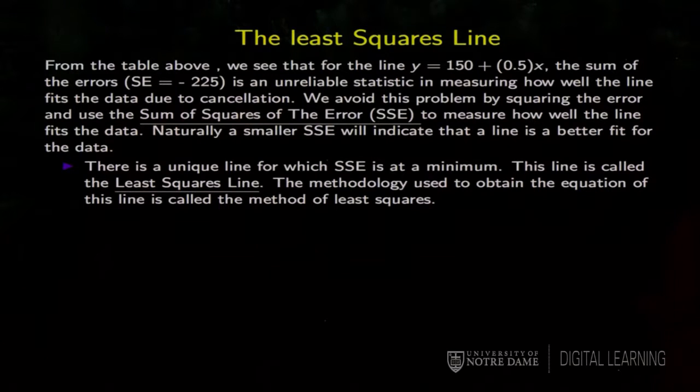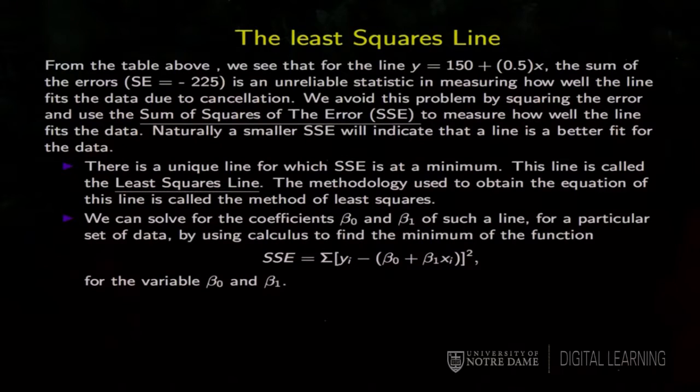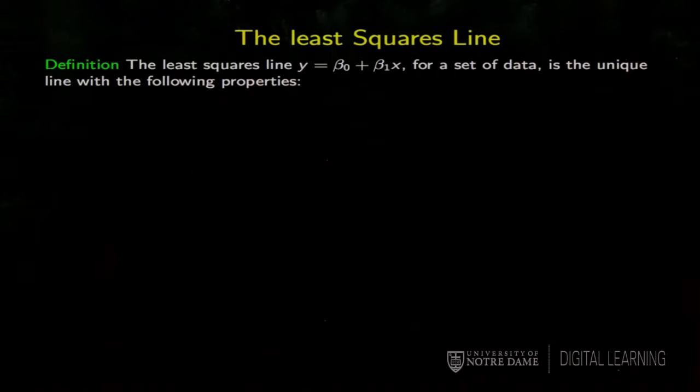So there is a unique line for which the sum of the squared errors is at a minimum, and this line is called the least squares line. So the methodology used to obtain the equation of this line is called the method of least squares for obvious reasons. And we can solve for the coefficients beta naught and beta 1 of such a line for a particular set of data by using calculus to find the minimum of this multivariable function, where the variables here are beta naught and beta 1, and the yi's and the xi's are the data points here, they're known. So we solve for the minimum of that function of two variables, beta naught and beta 1. So that's beyond the scope of the course, but I can give you some formulas later.